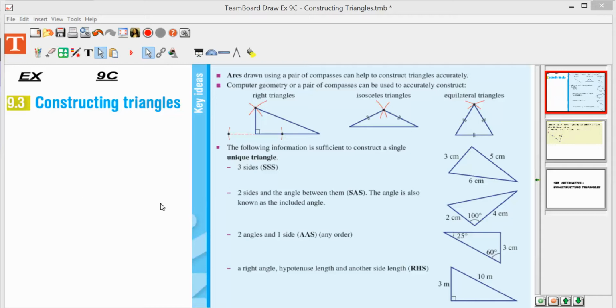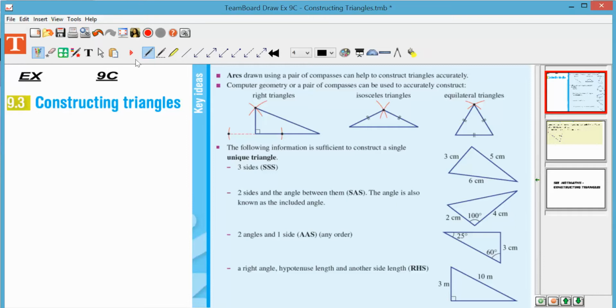Hey guys, and here is our third video, exercise 9C, as you can see up here. Sorry, I just got to change that. Exercise 9C, and we're looking here at constructing triangles.